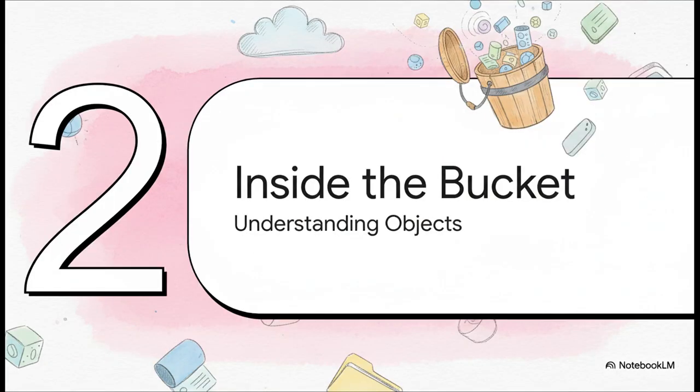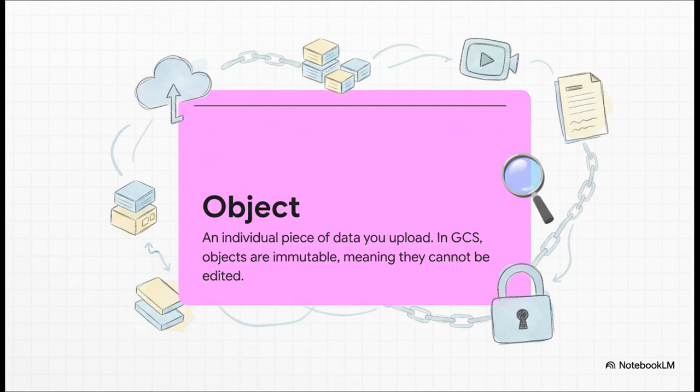Okay, so we've set up our container, the bucket. Now it's time to talk about what we actually put inside it. And in the world of GCS, we don't call them files, we call them objects. An object is basically any piece of data: a picture, a video, a document.